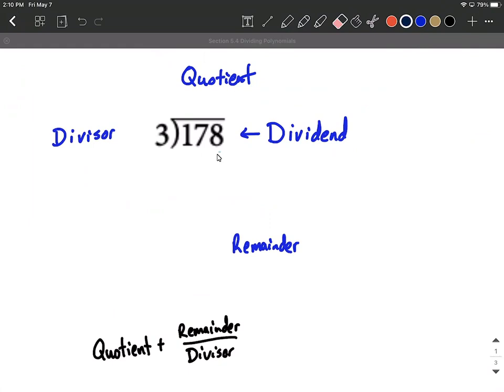The 178 that's underneath here, we refer to that as the dividend. We're dividing by 3, so we call that the divisor. Whatever goes up above here, we call that the quotient. And if we have a remainder at the end, it'll go at the bottom. All right, so let's jump right into this.